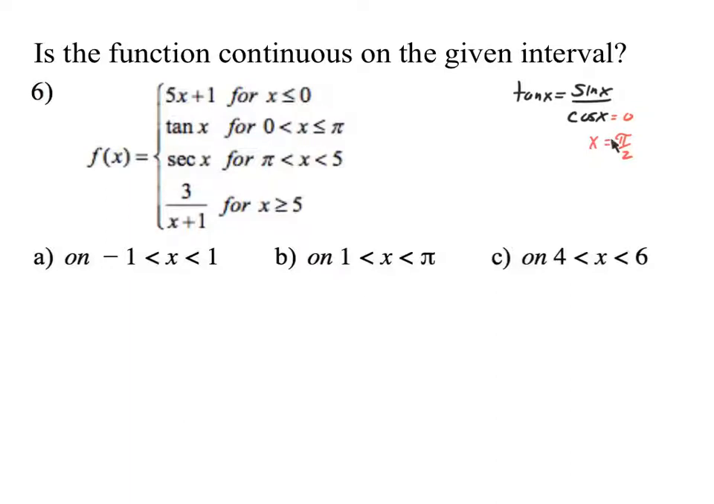Okay, so that would be an issue. Well, is pi over 2 bigger or less than 1? It's actually bigger than 1, so we can ignore that one. So all we've got to care about is, do these two functions meet at 0? So how do we tell if these two functions meet at 0?